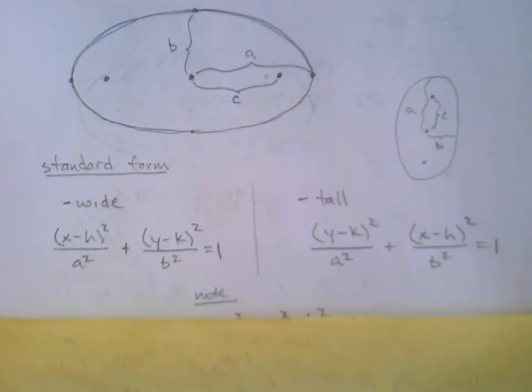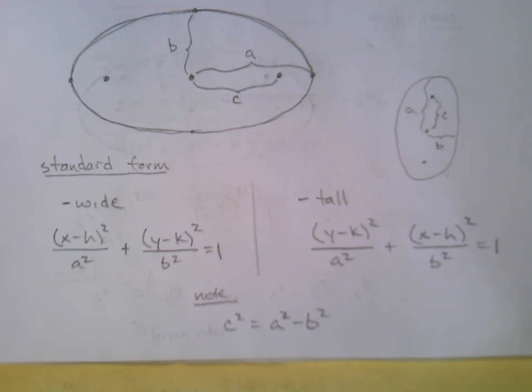Finally, we need to note this. This is going to come in handy. How does C connect with A and B? Well, this is kind of a strange connection at first. It still seems kind of peculiar to me and non-intuitive for sure. But there's a Pythagorean theorem going on with A, B, and C. Turns out C squared equals A squared minus B squared.